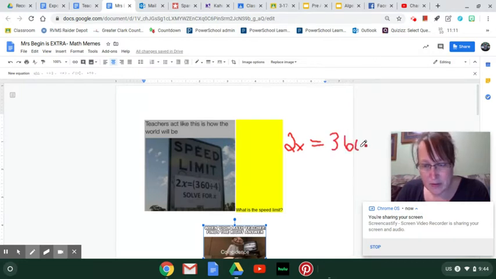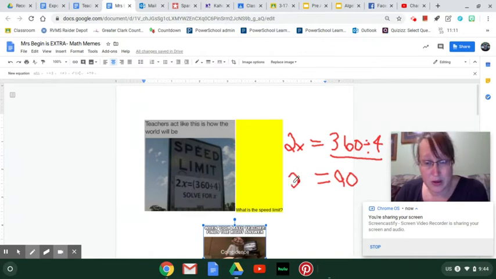360 divided by 4. You're going to solve it one step at a time. So since this side just says divide, you're going to divide it. 360 divided by 4. If you don't know what that is, 36 divided by 4 is 9. Add the 0.